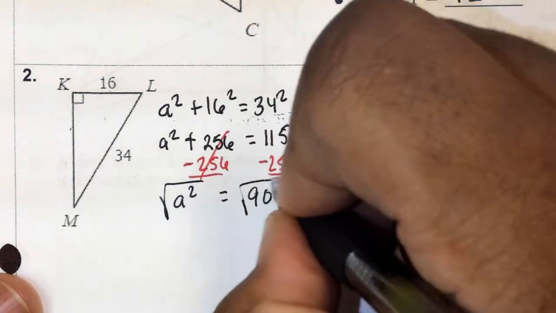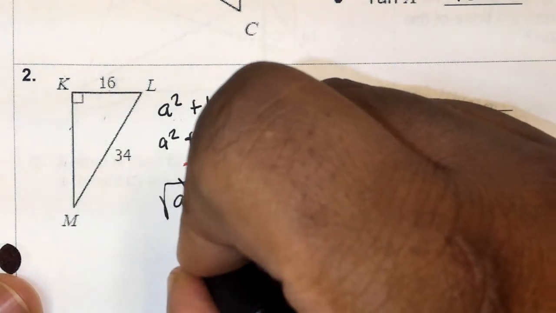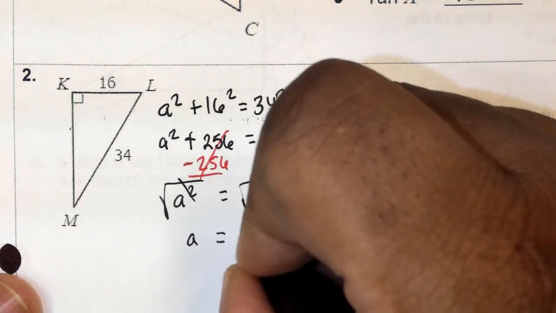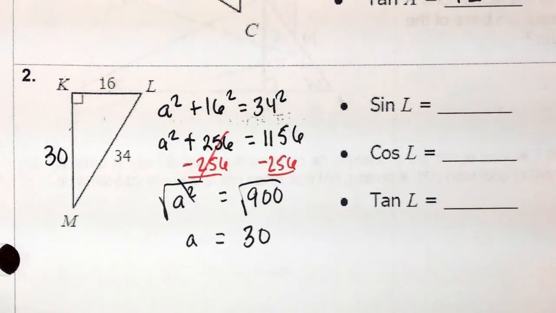Then take the square root. The square root of 900 gives us a whole number: 30. So KM, or MK, whichever way you look at it, is equal to 30. Now that I have that, I'm ready to write some ratios. We're going to reduce if we can.